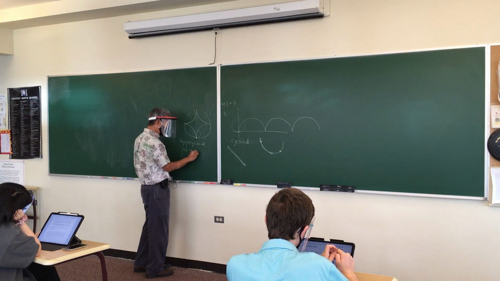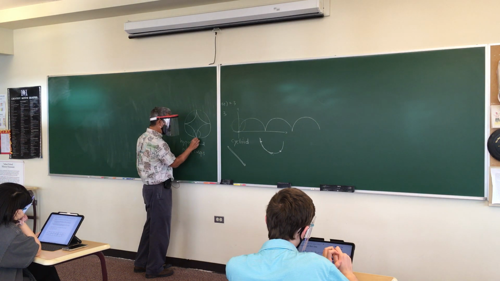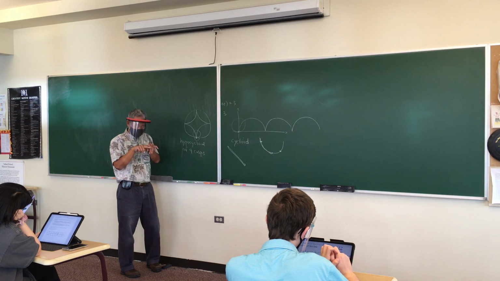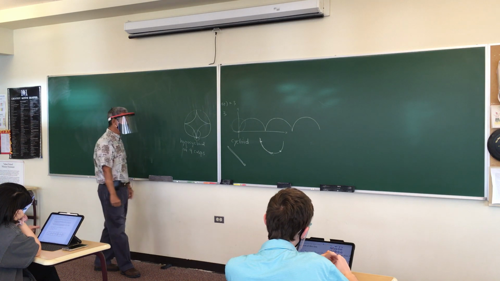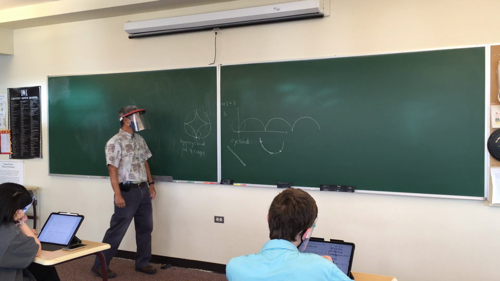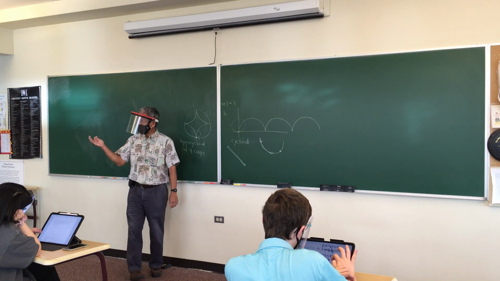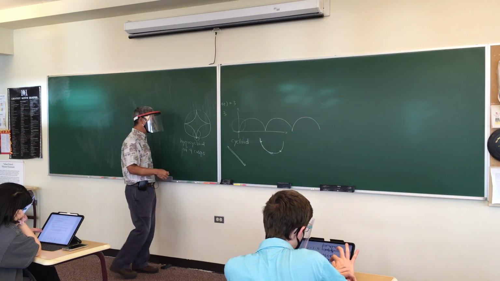You guys know what a cusp is? A cusp is when a graph comes to a sharp point like that. Now, this is not on the homework, but I think I should tell you this.